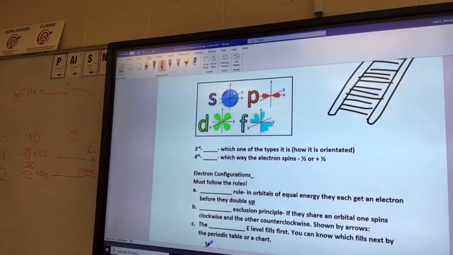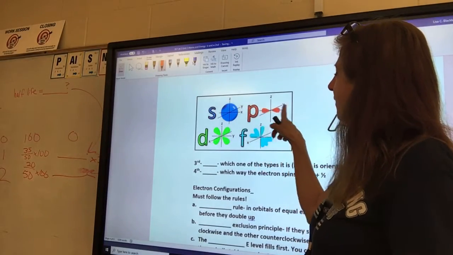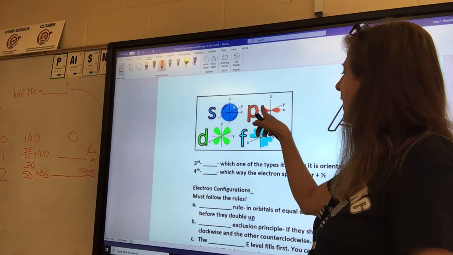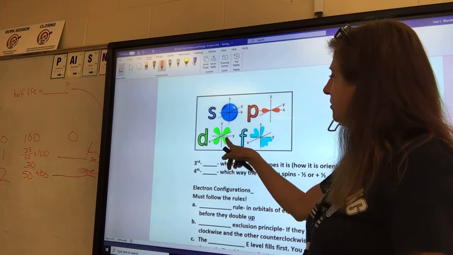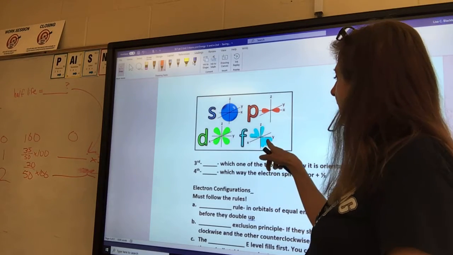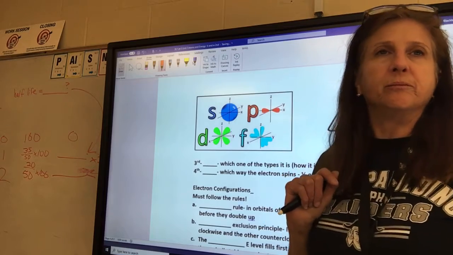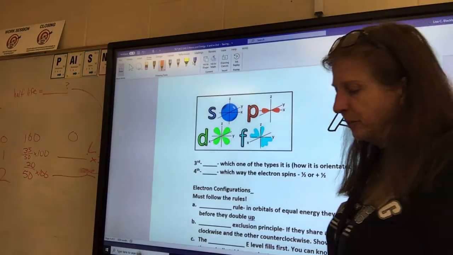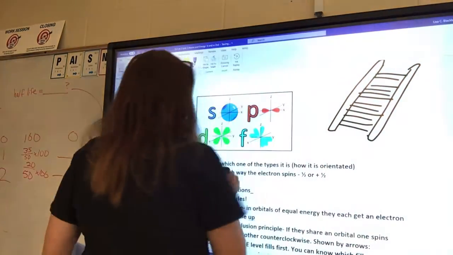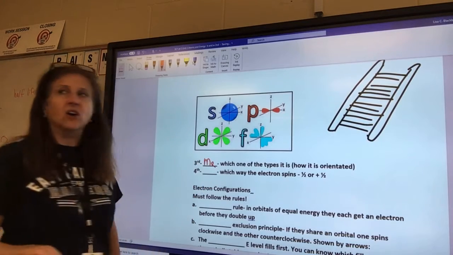Okay, now. So here is a picture I copied of them. See, S for sphere. P, this P is on the x-axis. You can have it on the y or the z. There's the D, the fat plus, and the F has got all these little things sticking out, and they end up looking fuzzy.